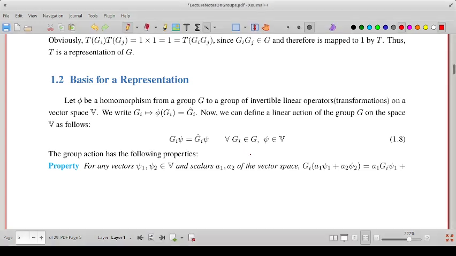Basis for a representation. Let phi be a homomorphism from the group G to a group of invertible linear operators on a vector space V. By a linear operator on a vector space V, we mean a linear mapping from V to V. So that means given any vector, say A in V, the transformation T takes it to some other vector T(A) in the same vector space V, with the property that T(c1 A + c2 B) is equal to c1 T(A) + c2 T(B), where c1 and c2 are scalars.